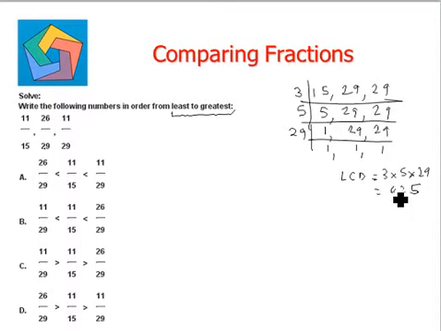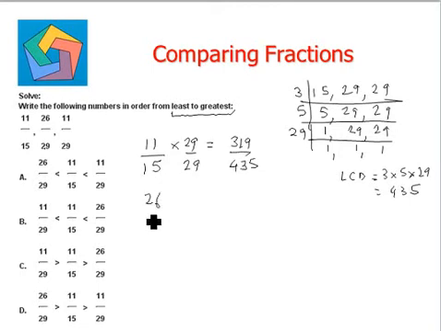Now we'll find the equivalent fractions. 11/15: very simple. Here we just multiply by 29 to get 435. 29 times 11 is 319 divided by 435. The second is 26/29. This will be multiplied by 11.